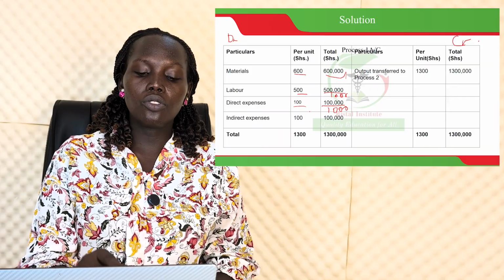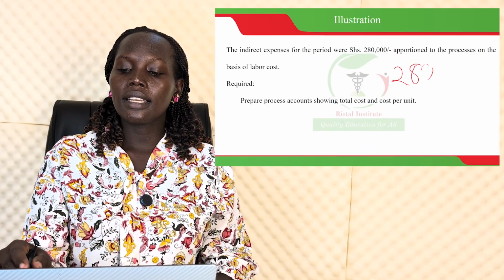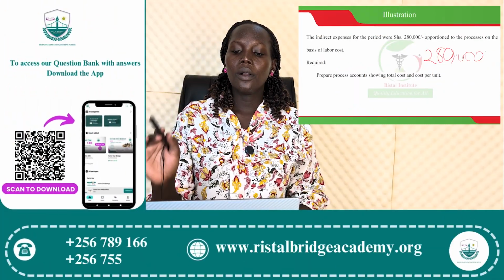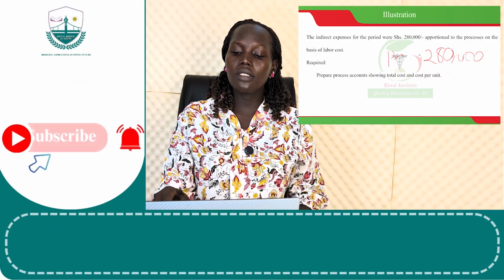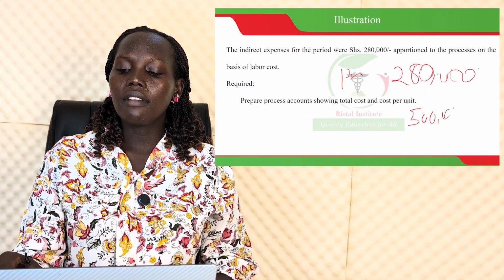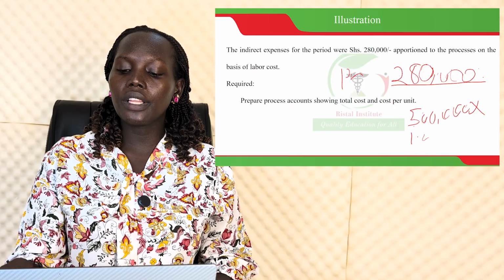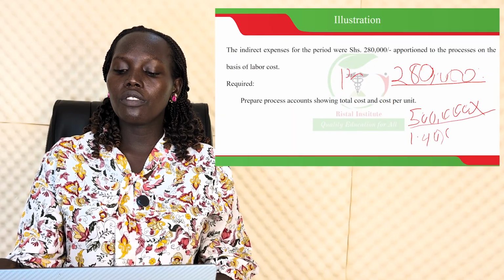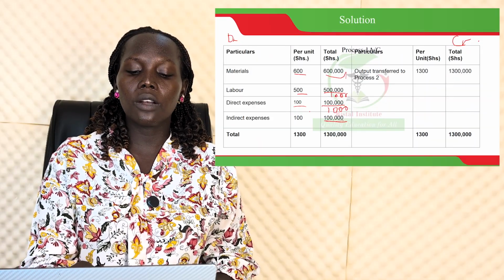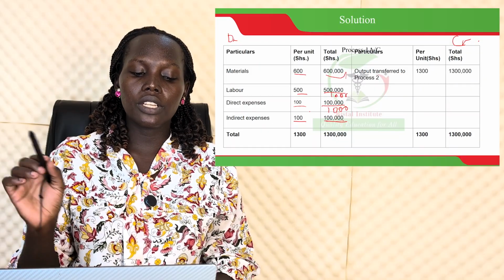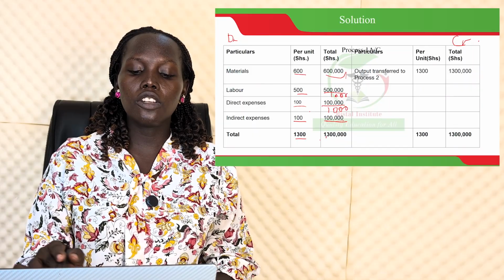So we come back. How did we get this 100? They have given us 280,000 for the period, and they're saying it is apportioned to the processes on the basis of labor cost. So labor cost on process 1 we have 500,000, times the amount that they have given us, and then we divide by 1.4 million to get the answer. When we do that, we get 100, that's why you're seeing we have 100 here. We have 100,000. So to get the unit, we divide by 1,000 to get 100. So when you add the total, we get 1,300, and then this one we get 1,300,000.